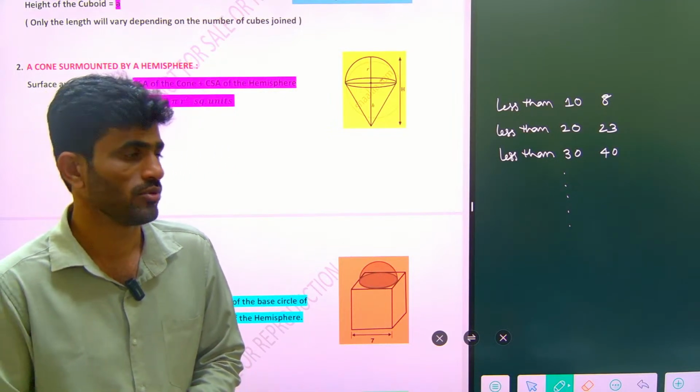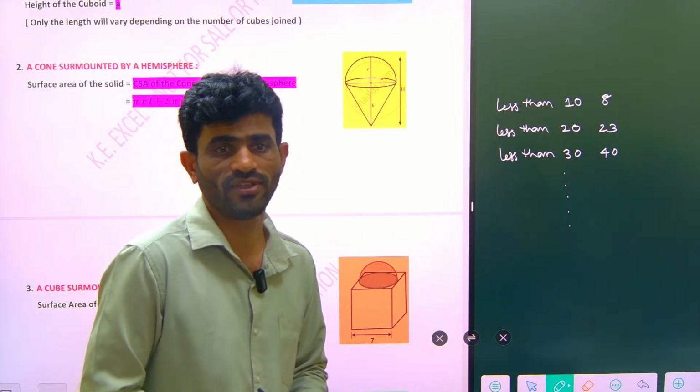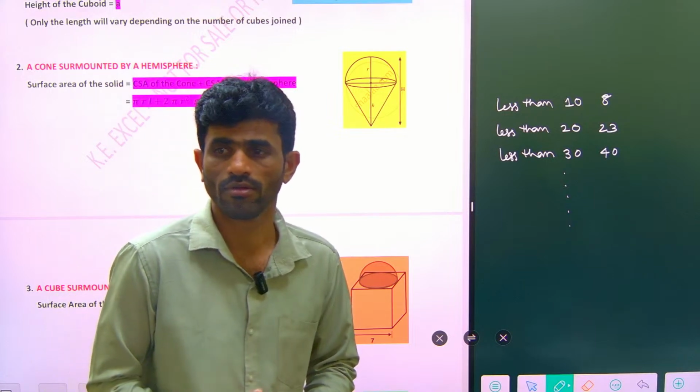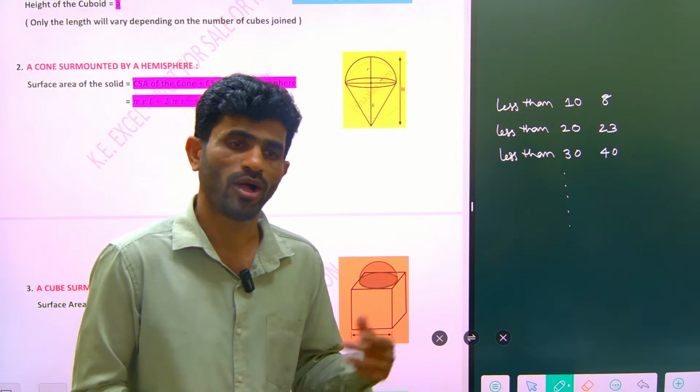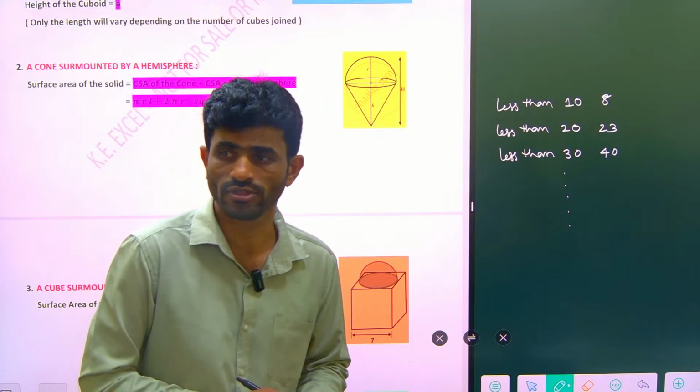Correct? Only these two. CSA we have to add if you want surface area of the solid. If you want volume of the solid, volume of cone plus volume of hemisphere. Volume is very simple. Only in surface area you will be getting confusion.